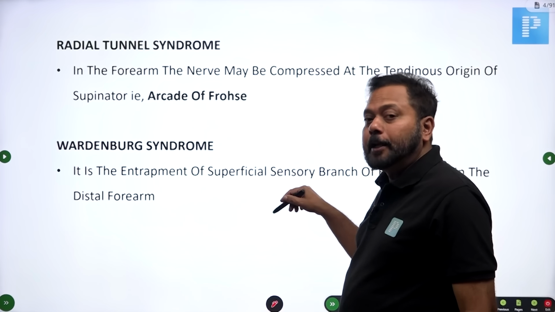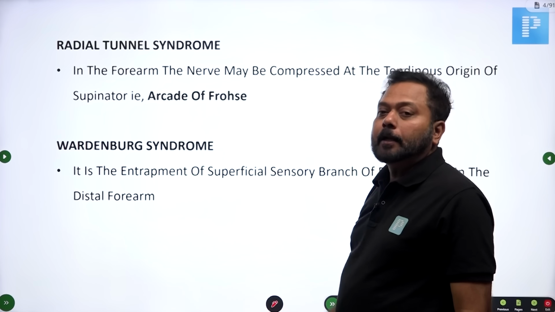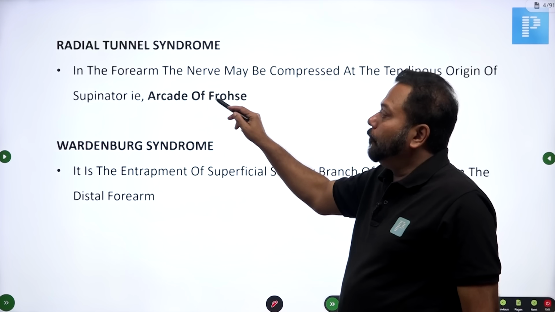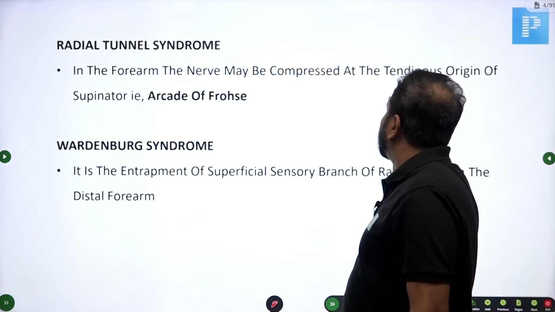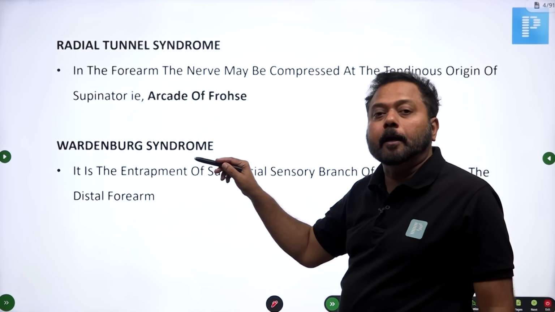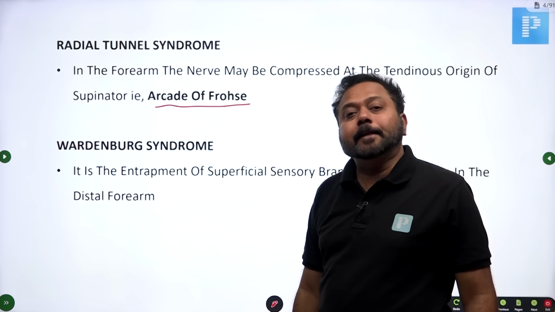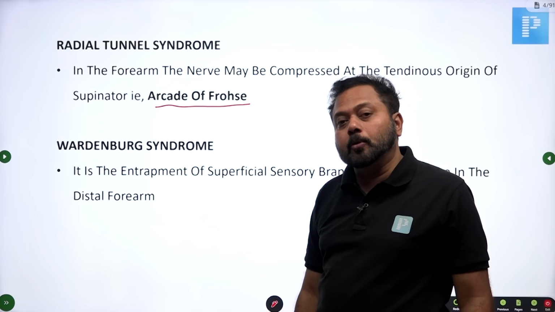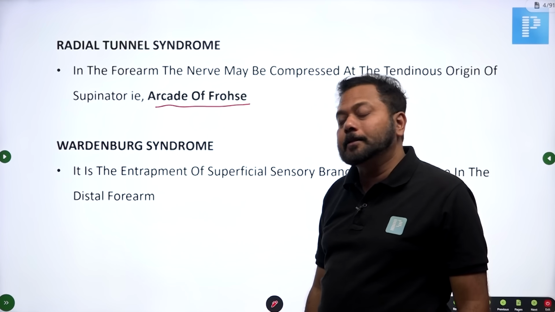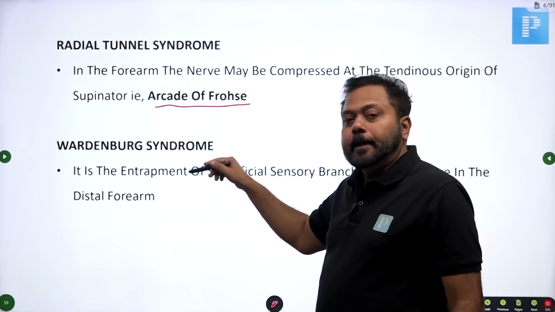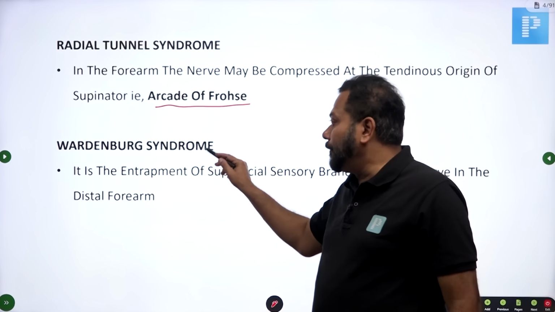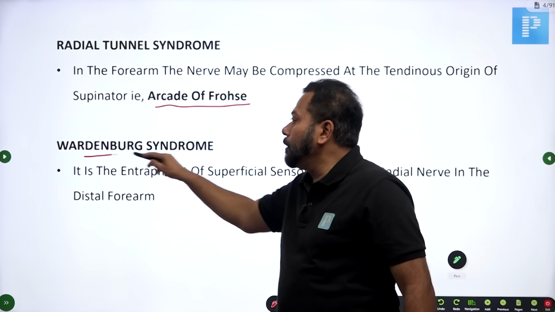Then it can be still below, radial tunnel. In the radial tunnel in the forearm, the nerve may be compressed at the tendinous origin of supinator, and that's called the arcade of Frohse. That's called radial tunnel syndrome. Like your carpal tunnel syndrome, there is something called radial tunnel syndrome. And lowermost, at the level of wrist, this is called Wartenberg's syndrome.